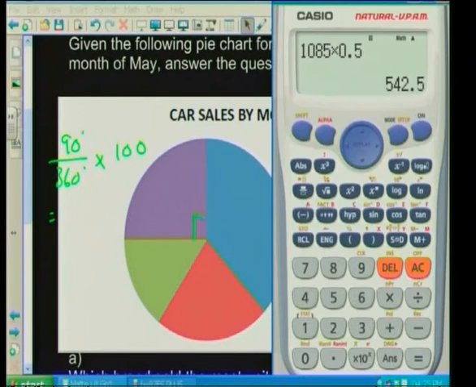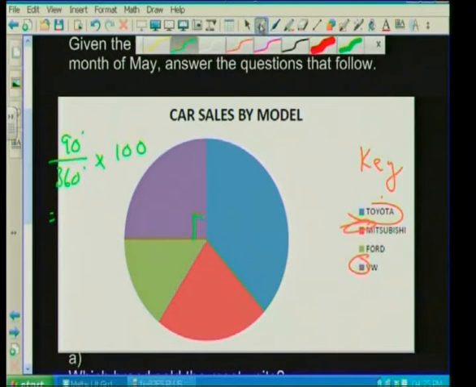Let's take out our calculator and let's do this. We've got 90 over 360, okay, multiplied by 100. And that's going to give me 25%. So we have 25%.